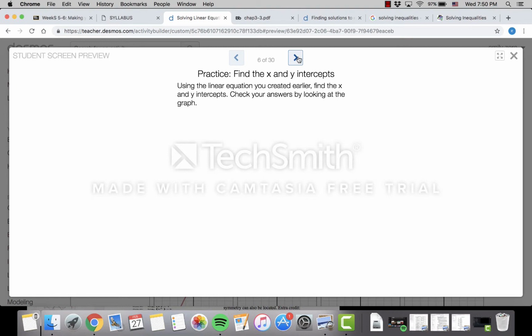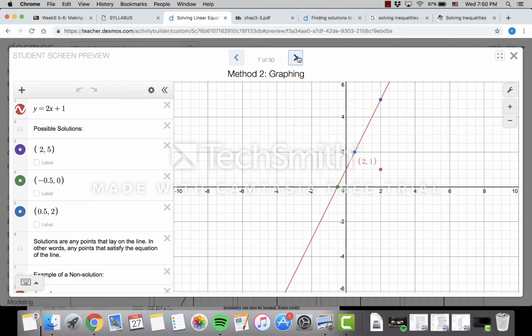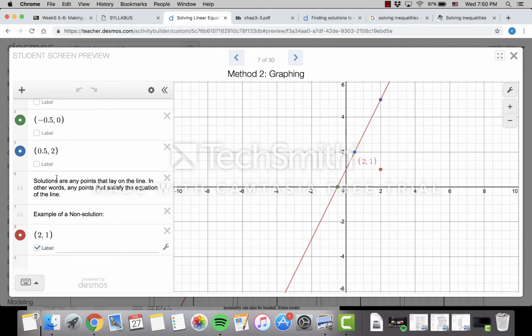Then I explain the second method, which is through graphing. I provide an example such as y equals 2x plus 1 and explain how the solutions are any points that lay on this line.